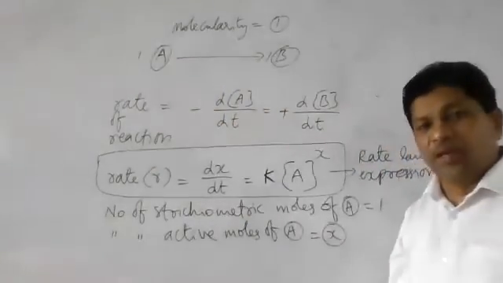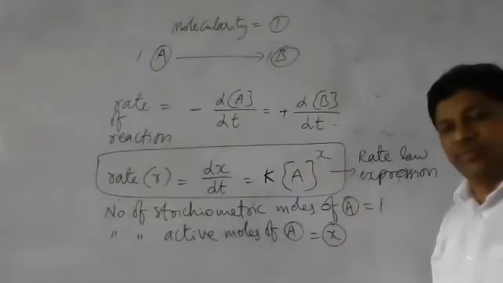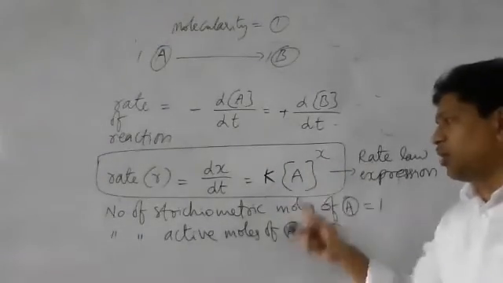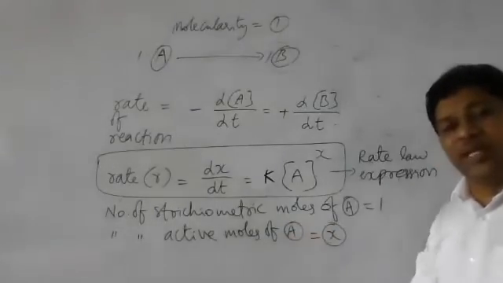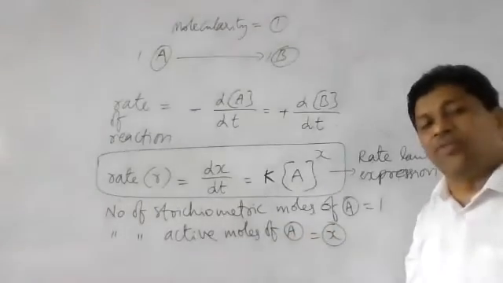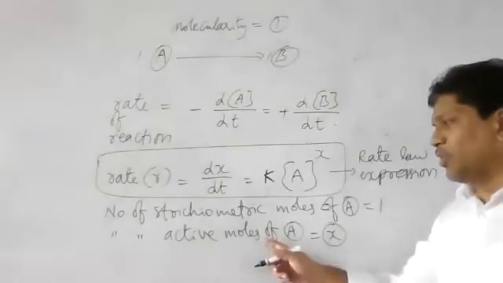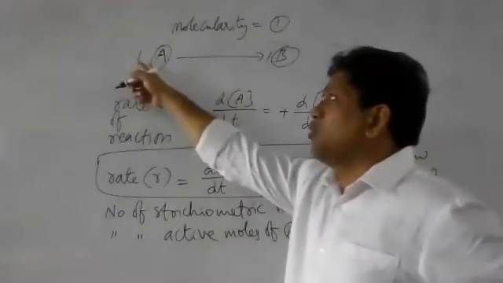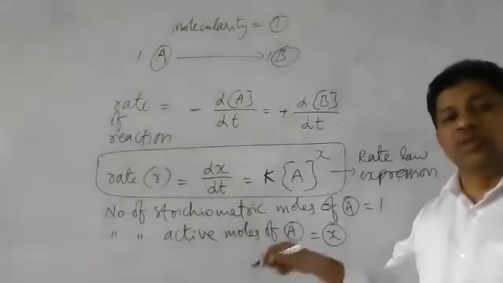Is that clear? This X value is nothing but the order of this reaction. X is the number of active moles of reactant A actively participating in determining the rate of reaction. So active moles, or the number of moles, will decide the rate of reaction. Active moles only will decide.